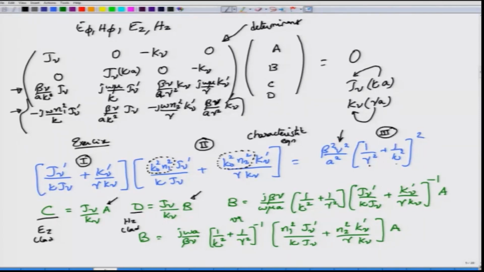The sum of all of that will be equal to 0. But then you know that C and D themselves can be written in terms of A and B, and therefore, you can actually obtain one set of equation which relates B to A. Please remember, B is the amplitude of the magnetic field H Z, A is the amplitude of E Z. Similarly, by following the fourth row of this matrix, it is possible for you to obtain another relationship between B and A.